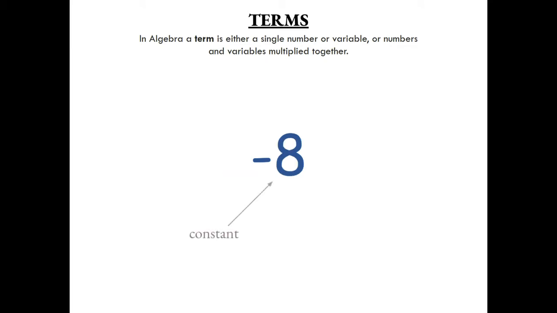Negative 8, there is no other variable, it's just a single number. When you just have a single number, the negative 8 is not called a coefficient, it's actually called a constant. Since it's a single number, it is considered a term as well. However, if you just have a number with no variable next to it, it's considered a constant. We'll get more into that later, but that's called a constant.